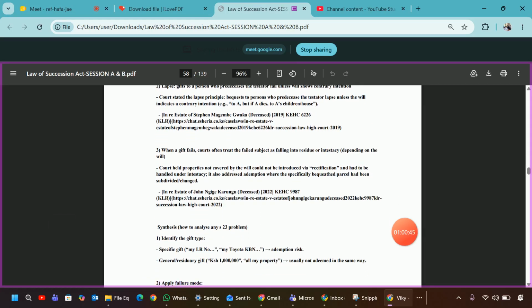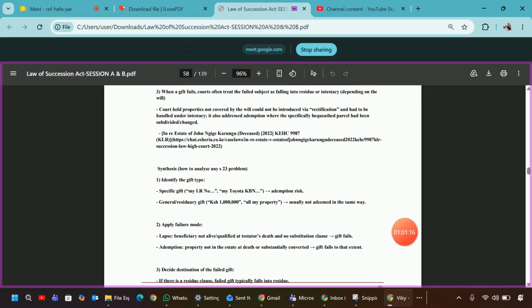Key takeaway number 3 is when a gift fails, courts often treat the failed subject as falling into residue or intestacy depending on the will. So courts held properties not covered by the will could not be introduced via rectification and had to be handled under intestacy. It also addressed ademption where the specifically bequeathed parcel had not been subdivided or changed. This was in the real estate of John Ngige Karungu.